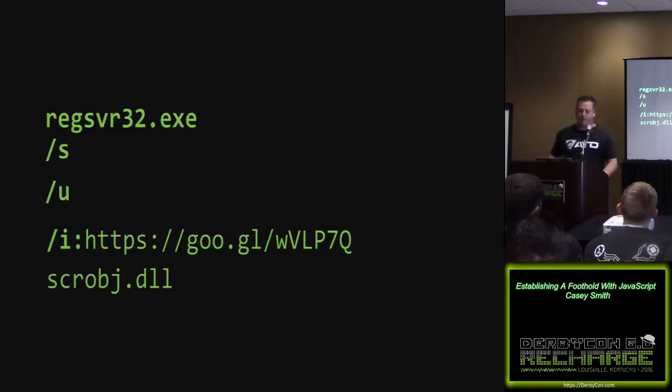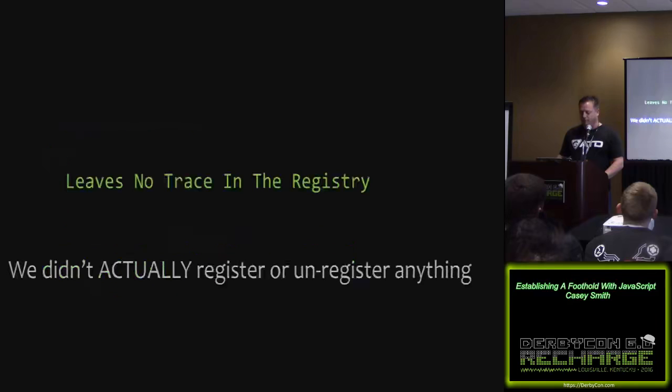And then you pass scrobj.dll to the command. This is what actually runs the scriptlet. So that's essentially the scriptlet runtime. We'll talk about that in a moment. The thing that's important about that is when that command runs, it doesn't actually register the COM scriptlet. It doesn't leave an artifact in the registry at all because we didn't actually register the scriptlet. We call the unregister function. There's not a patch for that. That's the behavior of the scriptlet.